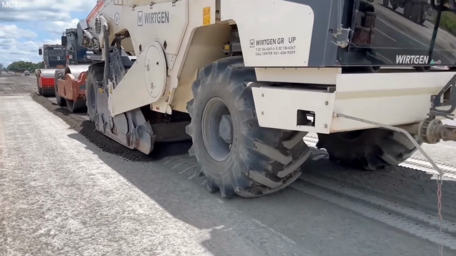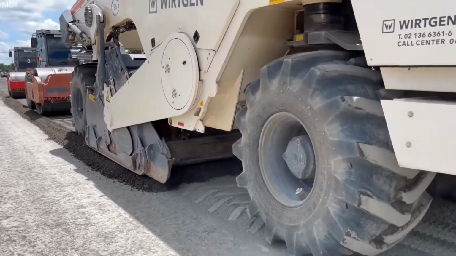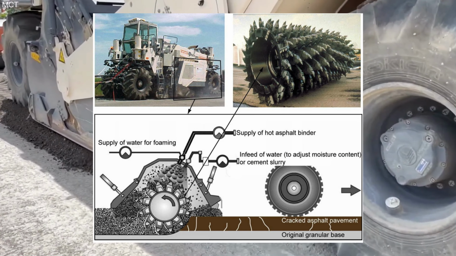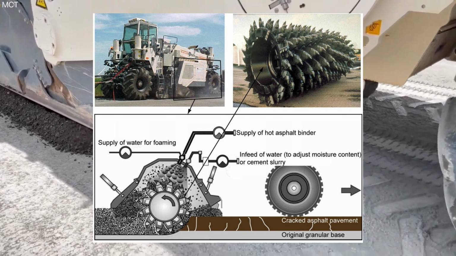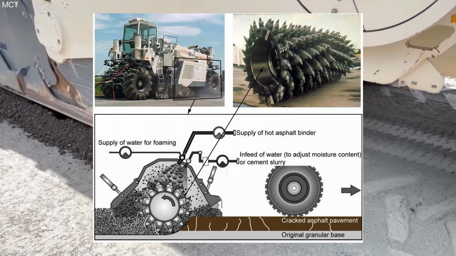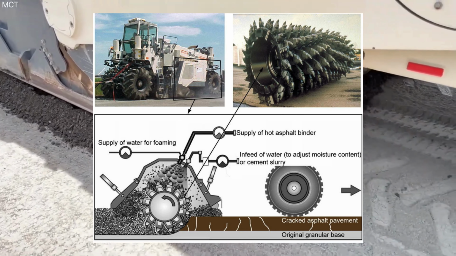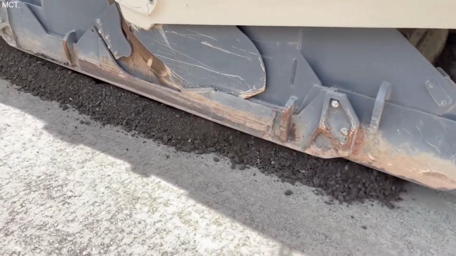Did you know that asphalt can be recycled? Old asphalt pavement can be ground up and reused in new construction projects, making it an environmentally friendly choice. This not only reduces waste, but also conserves natural resources.